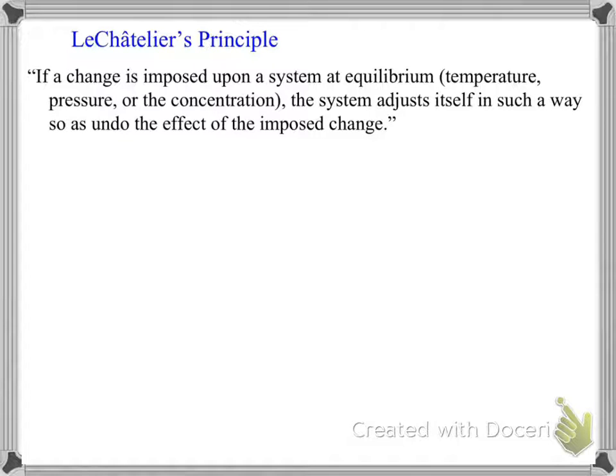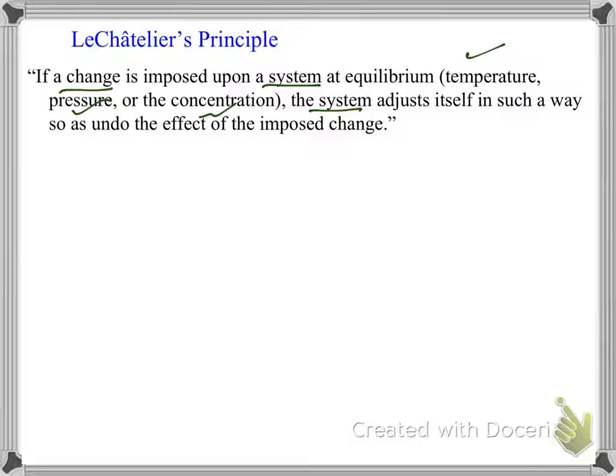When a system is at equilibrium and the conditions that affect the equilibrium position are changed, the rates of the forward and reverse reactions may be affected. So what Le Chatelier's principle says is that if a change is imposed upon a system at equilibrium, system means reaction, and what are changes? Temperature, pressure, or concentration. The system, the reaction, adjusts itself in such a way as to undo the effect of the imposed change.